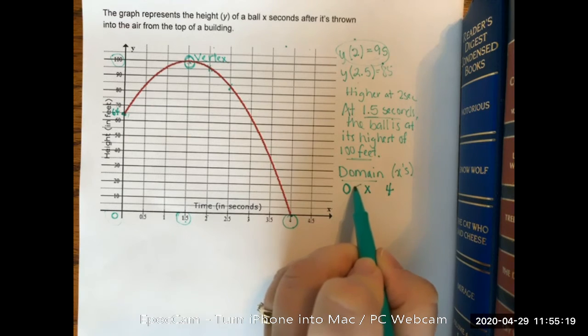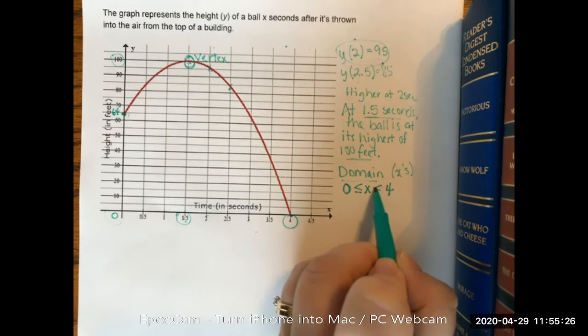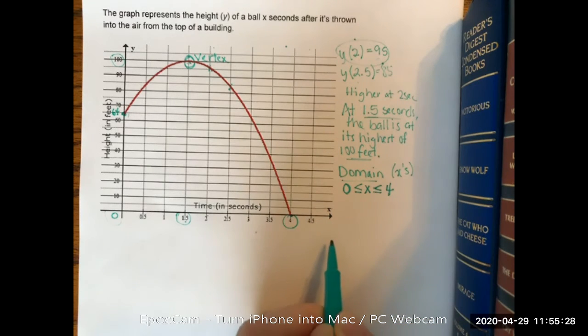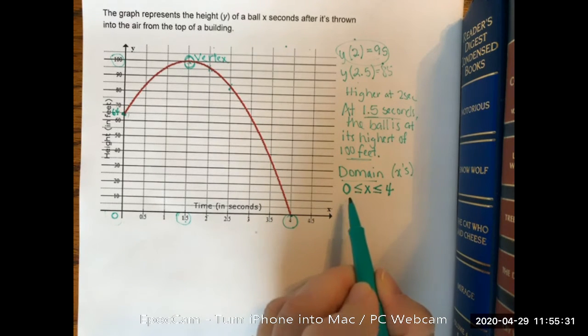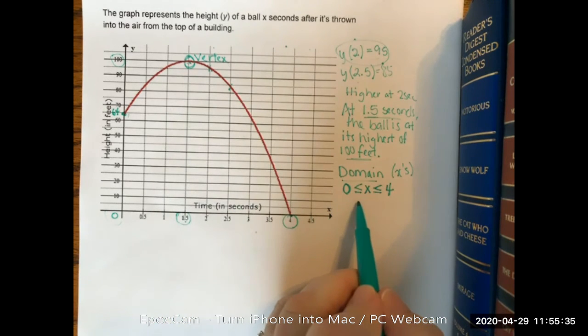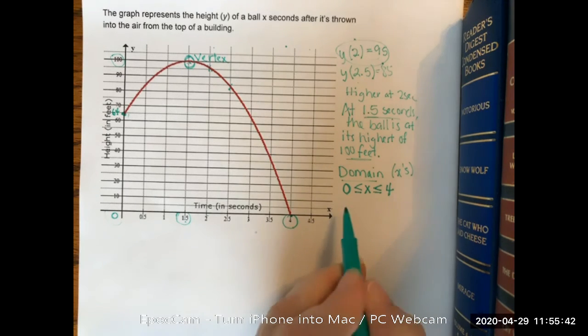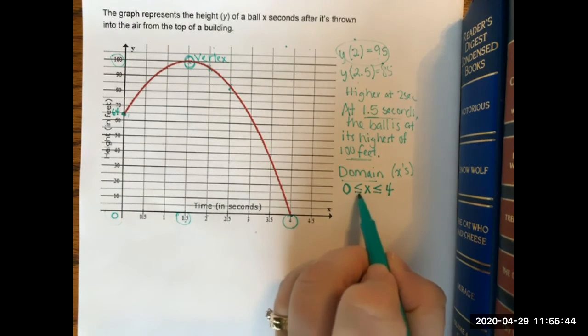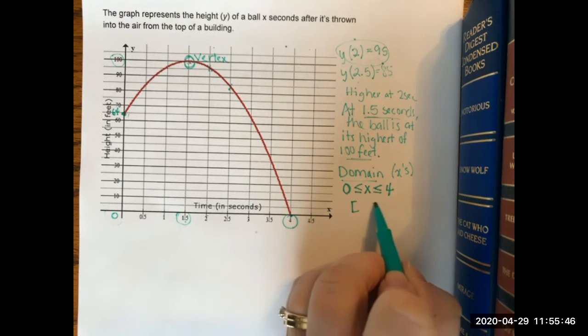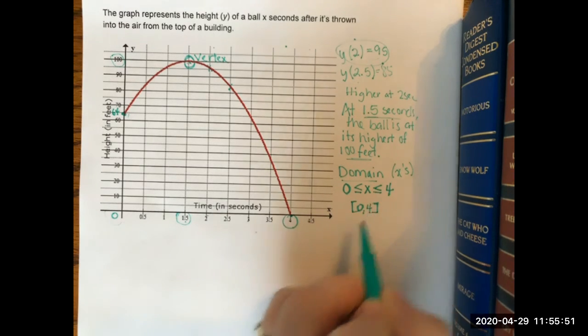We have a point at 4 seconds, so we're going to put an equal sign there. And so this entire throw occurs when 0 is less than or equal to x is less than or equal to 4, between 0 and 4 seconds. For those of you who are using interval notation, because we're using equal signs, we would use brackets, starts at 0, ends at 4.